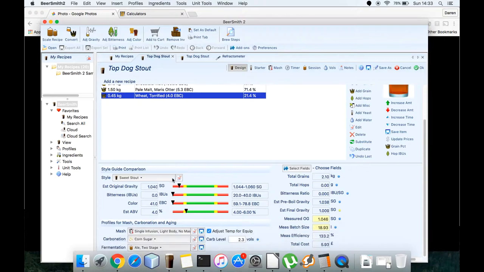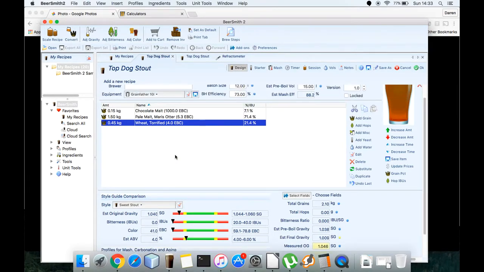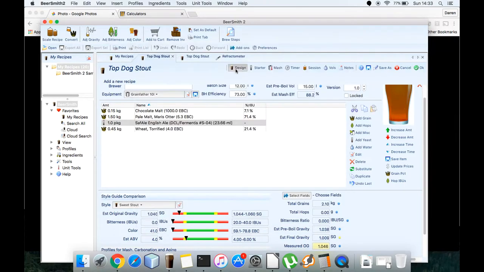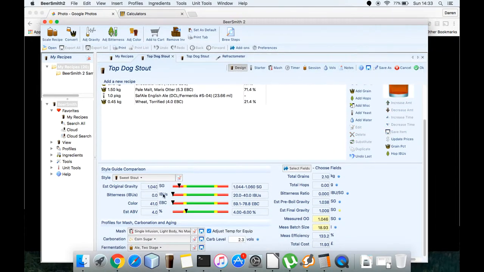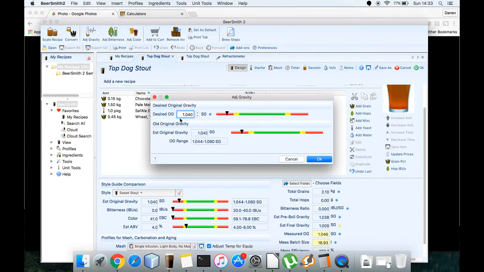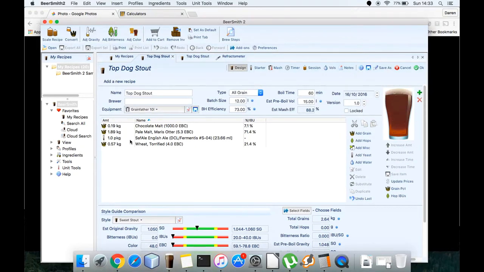Also, even though that hasn't gone up yet, what this is doing is a bit of a best guess on how well the yeast is going to attenuate. So what we can do is add our yeast now. Safale 04 I'm using today. Right, so we need to up this a bit. So I'll just click on here and change that to 1050. What Beersmith will do then is factor up all these ingredients here.